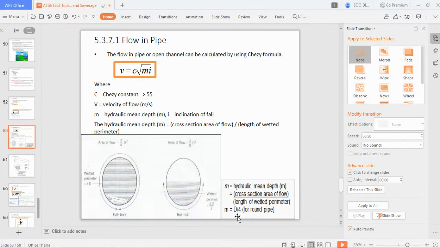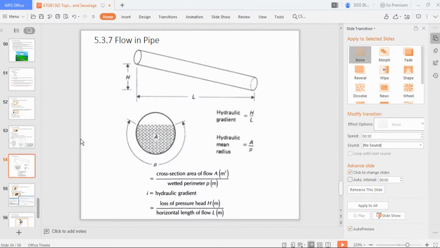So only in the case of the round pipe, your M will be a constant of D over 4, based on the derivation of these two formulas, where you divide these two, it will be the same, because the situation is still similar. You get D over 4. So remember this. Okay, so next is inclination.